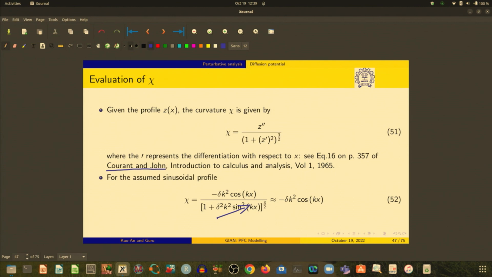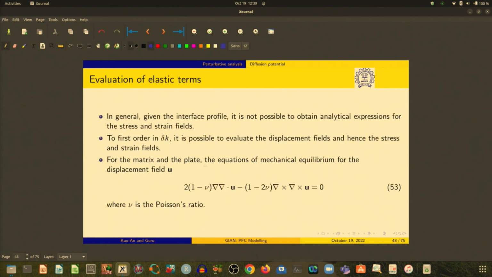So, we know what it is in terms of delta and k. What we need to do is to get an elastic solution for this kind of interface, which is the tricky part, and to get that, okay, for the given interface profile you can't get analytical expression for the elastic stress and strain fields, okay.